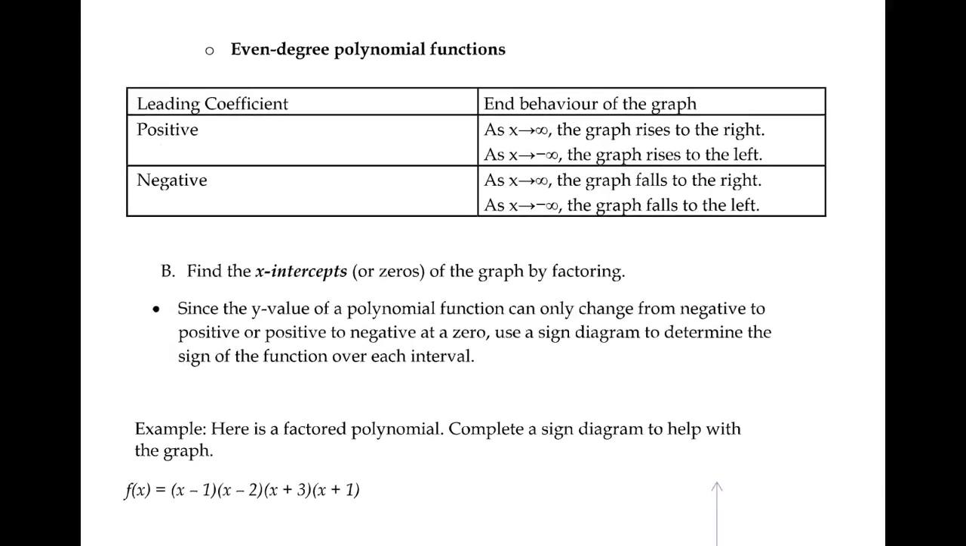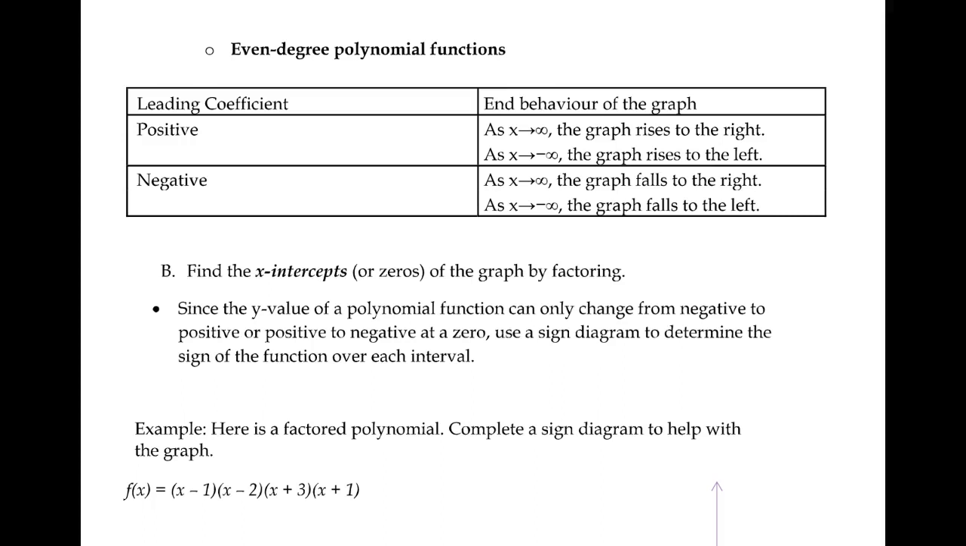Even degree polynomial functions do the same thing on both sides. So when we have a positive coefficient, a positive number out in front of that highest degree variable, as we go to the right, the graph rises. As we go to the left, the graph rises. If we have a negative out in front of that highest degree, then our graph will fall both to the left and to the right. So that's the first principle we can use. We can know the general direction that our graph is going to be going.